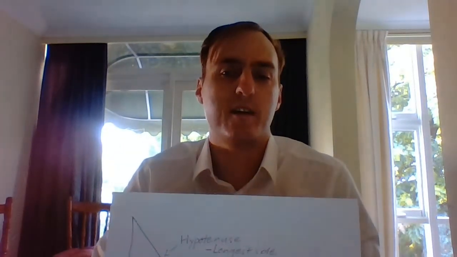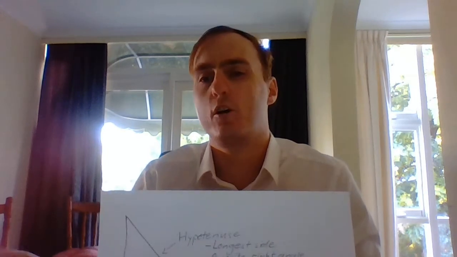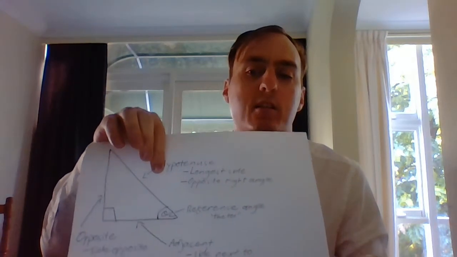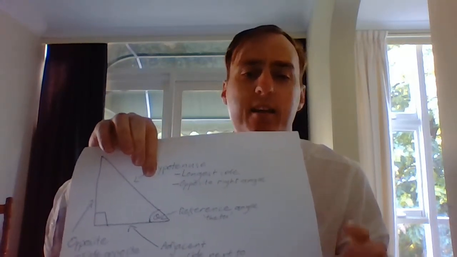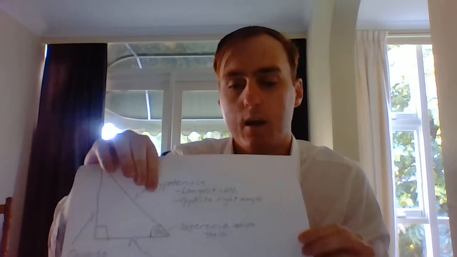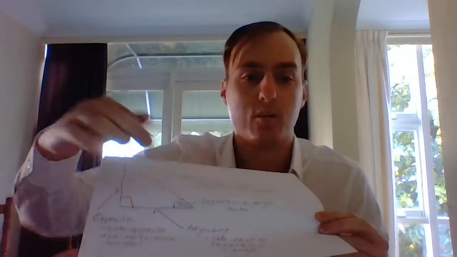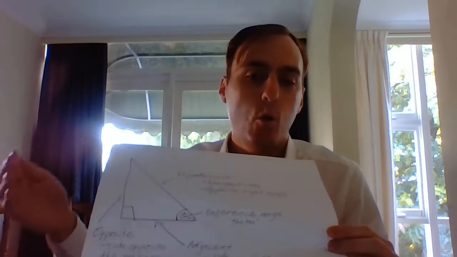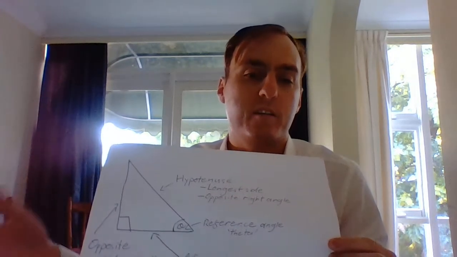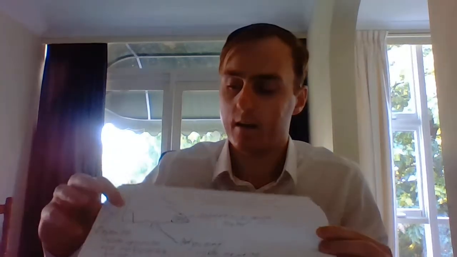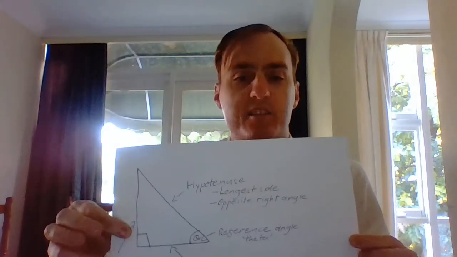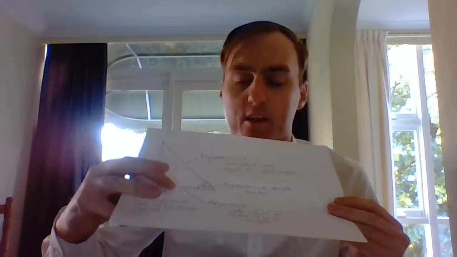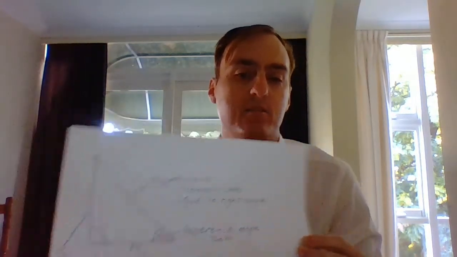In trigonometry, there are four terms that you'll hear being used a lot. These are the hypotenuse, which is the longest side of any right-angled triangle and can be found opposite the right angle. We have what we call our reference angle, which you might hear being called angle theta. We use this angle to help identify the other two sides. We have the opposite, which is the side that is opposite the reference angle, and the adjacent, which is the side that is next to the reference angle.